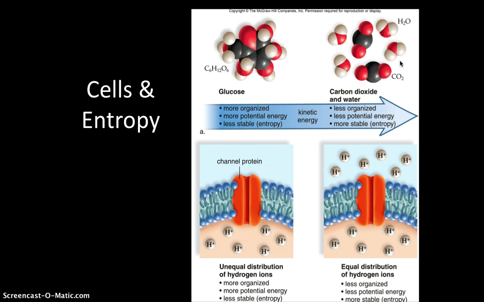And everything in the universe is always working to increase entropy. So here we have all of the hydrogen ions on this side of the membrane, but you know that they'll go and they'll move through this channel protein and they'll spread across. That's because over here they're much more organized, they have more potential energy, but they're less stable, and as they move across, they become less organized, have less potential energy, and are now more stable because they have more entropy.